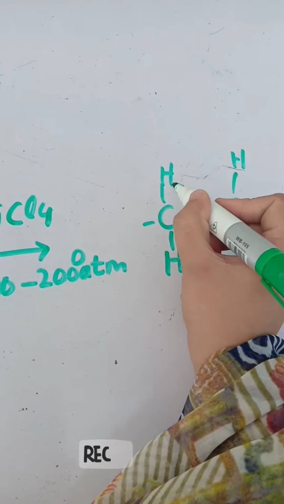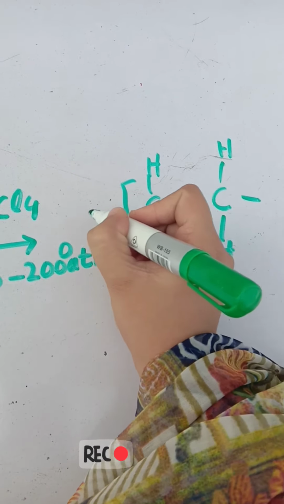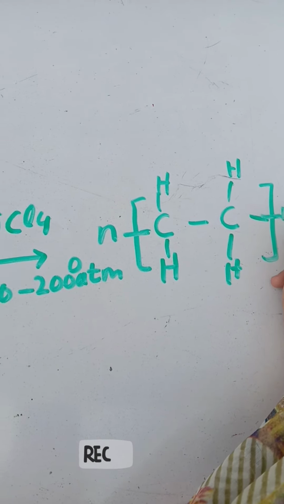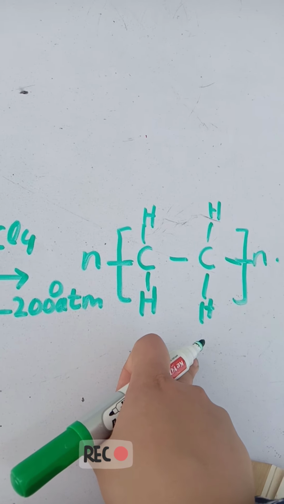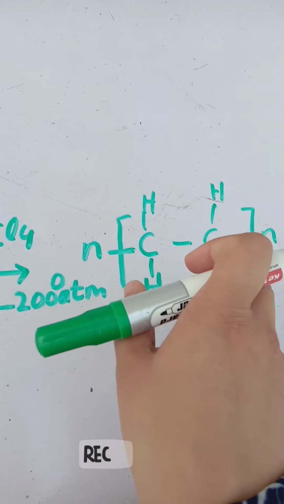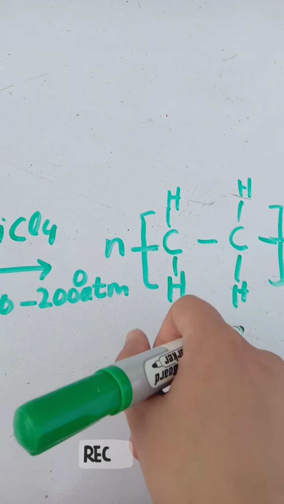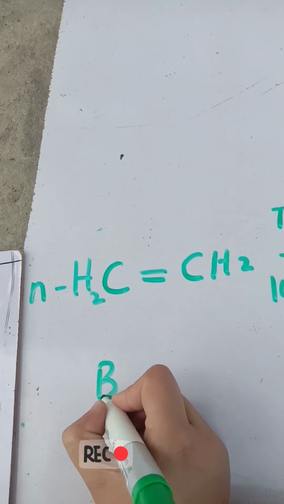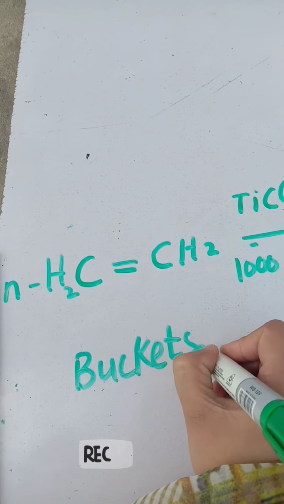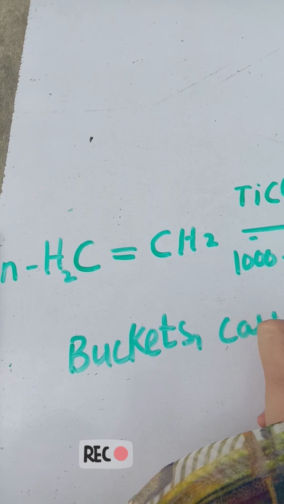So in this way, polyethene is produced, having the general formula shown. It is very important and industrially used in the formation of buckets and in the formation of carpets.